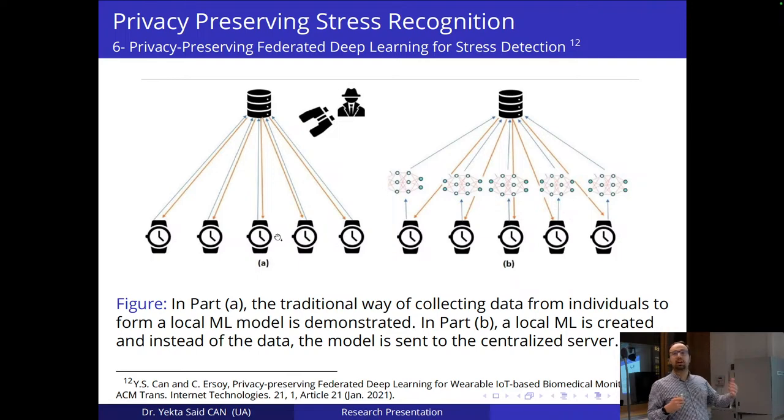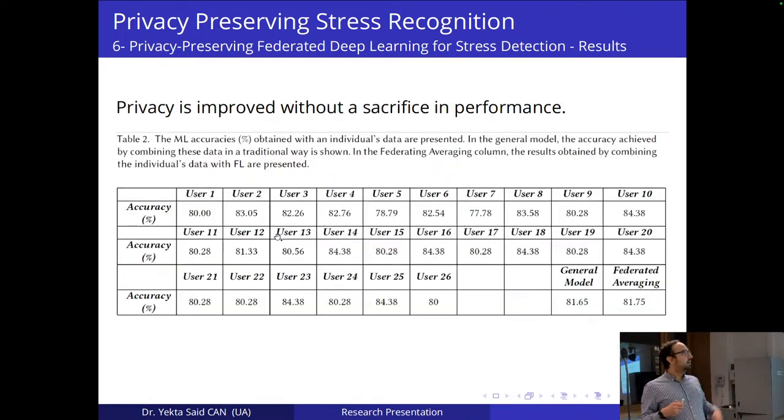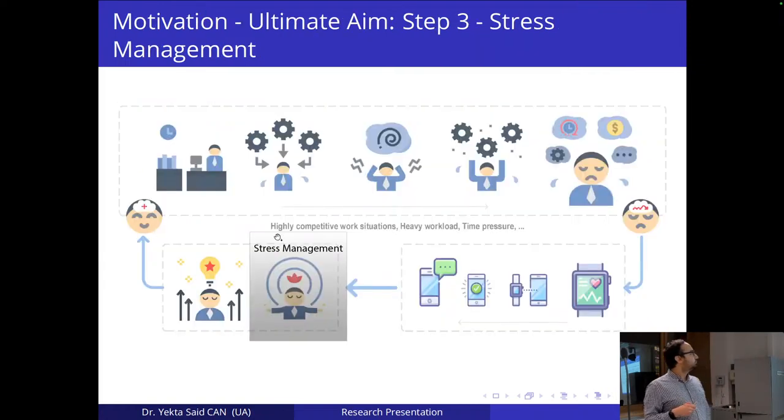There are also other techniques, for example differential privacy, where we can add some noise to improve our privacy even more. When we apply these techniques, for example federated learning, we improve the privacy without a sacrifice in the performance. So this is a very good result here.